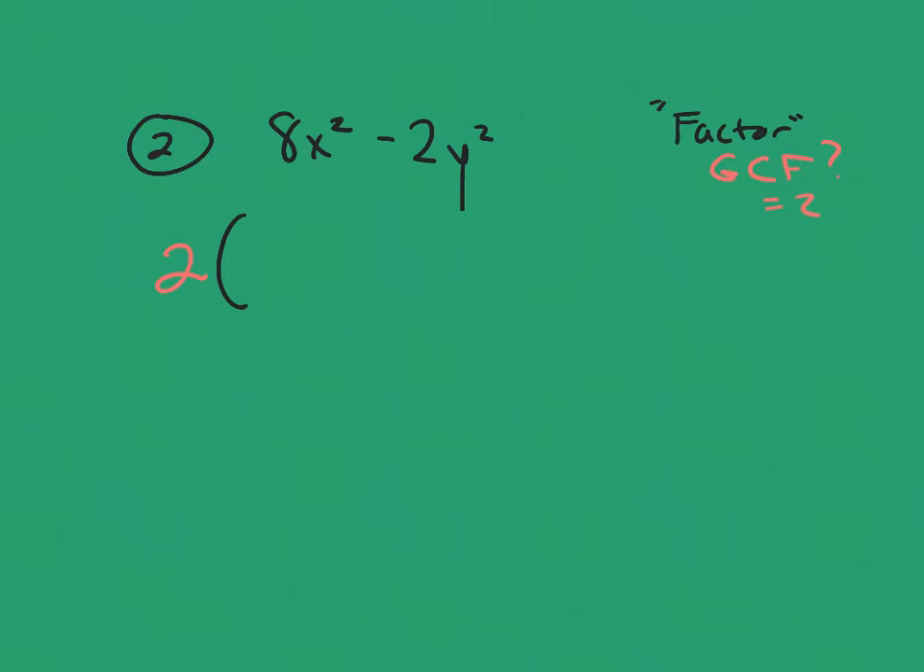So 8 divided by 2 leaves us with 4. We didn't take any x's out. 2 divided by 2 leaves 1. And we didn't take any y's out. So we got y squared. And anytime we've got 1 in front of a variable, we don't need the 1. So that's the first step. Inside that parentheses, we've got a binomial that we might be able to factor.